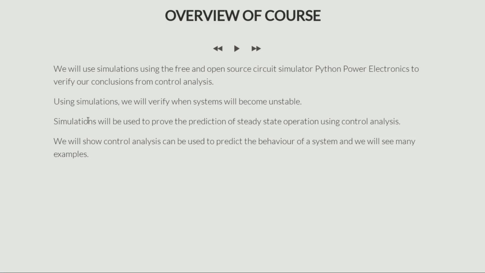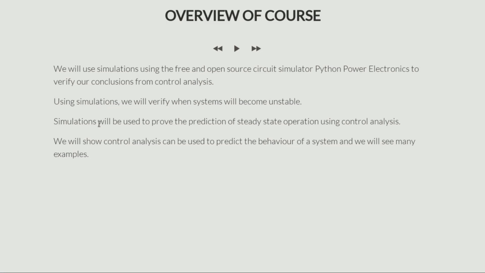So these simulations will also be used to predict how the system behaves in steady state. For example, using control systems, we will try to predict how the system will behave under normal conditions for our grid frequency. And we will then verify using simulations that this is indeed the case. So not only can you predict that the system is stable or unstable, you can also predict exactly how much error you will end up with.